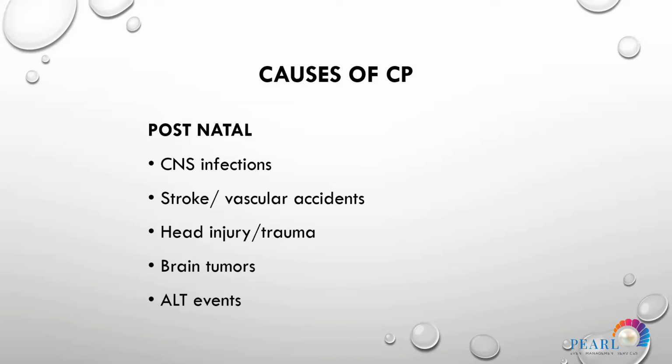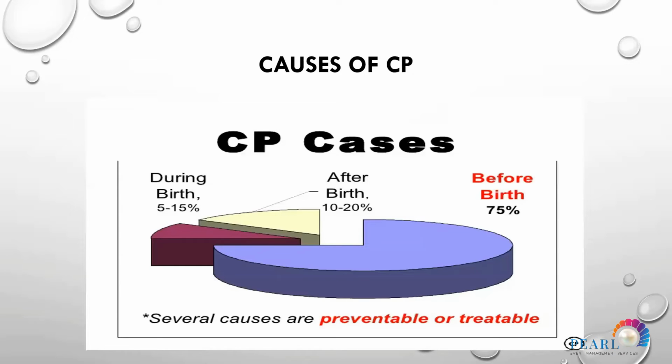to cerebral palsy. Looking at this figure, we can see that the majority of the cases of cerebral palsy are due to the antenatal causes. Perinatal causes include only 5 to 15% of the total cases of cerebral palsy, and the postnatal causes are about 10 to 20% only. So the major bulk of the cerebral palsy patients are from the antenatal causes.